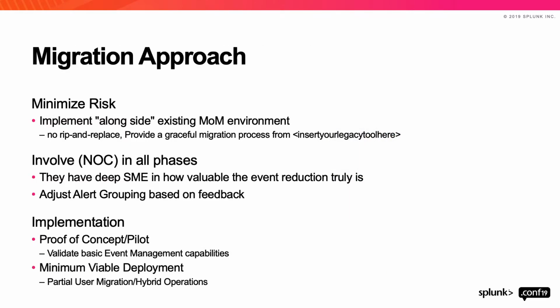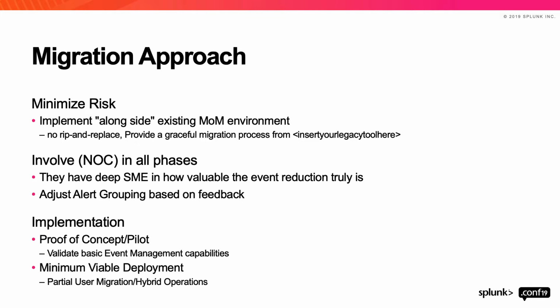Now, when you replace those tools, there is a lot riding on them, meaning if you do a bad job, this can very quickly turn into a career-limiting move. If you miss a P1 alert because you built the rule wrong or whatever, this is not a good place to be. So what you want to do is minimize the risk. You want to stand that new system up in parallel with the old system, so you implement alongside the existing infrastructure.